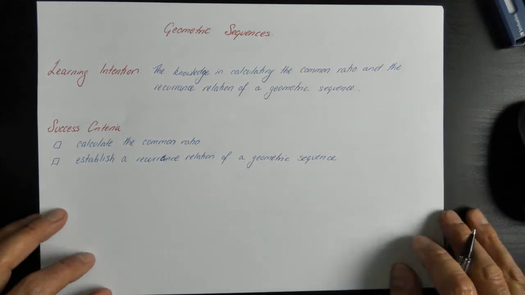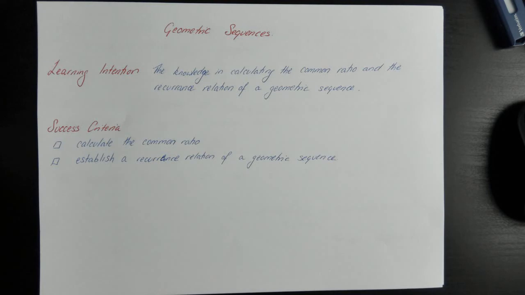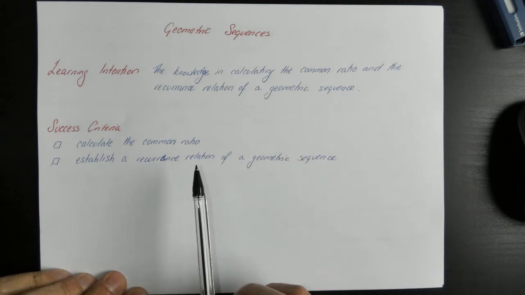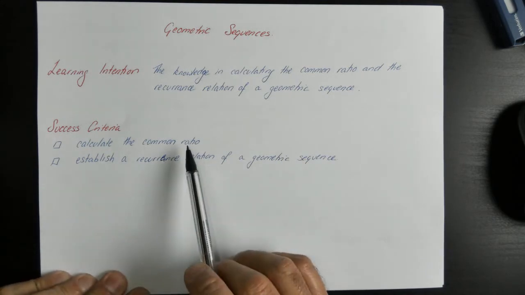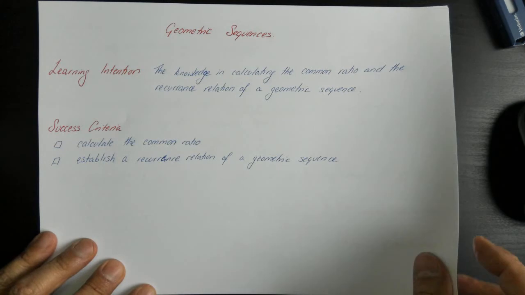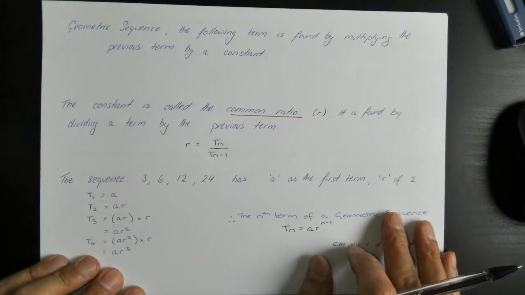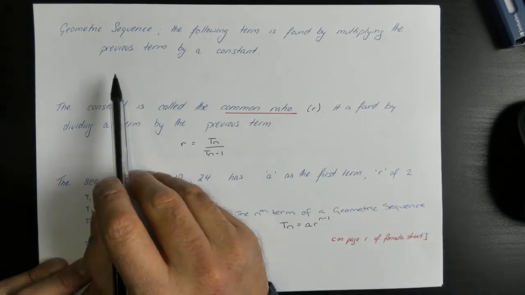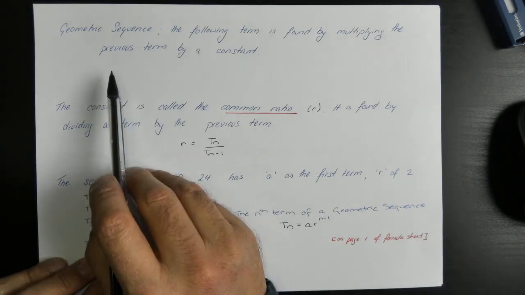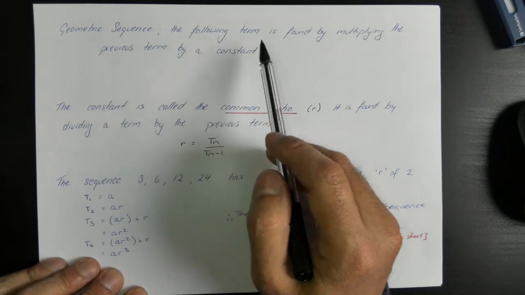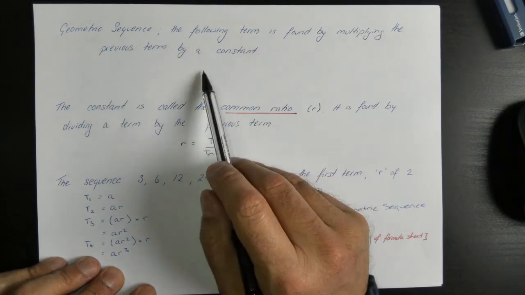Okay, so today we're looking at geometric sequences. Our learning intention is again the knowledge in calculating the common ratio and the recurrence relation of a geometric sequence. So we'll be successful if we can calculate the common ratio and establish a recurrence relation of the geometric sequence. So some information: a geometric sequence is found by multiplying the previous term by a constant.